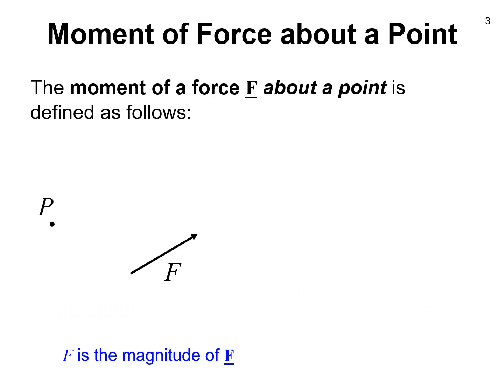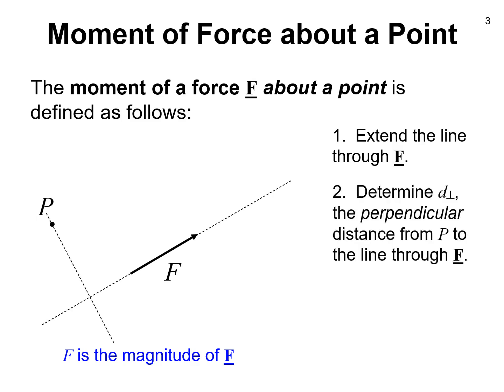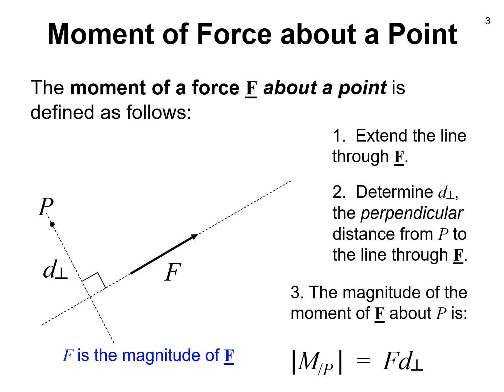So abstractly, we can think of a force vector and some other point in space called P. In this case, we'll imagine that the plane of the screen is the plane where everything is lying. And we're going to define the moment of the force F about this point. The first thing we do is extend the line through F. We then determine the perpendicular distance from P to the line through the force. And then we calculate the magnitude of the moment as the force multiplied by that perpendicular distance.